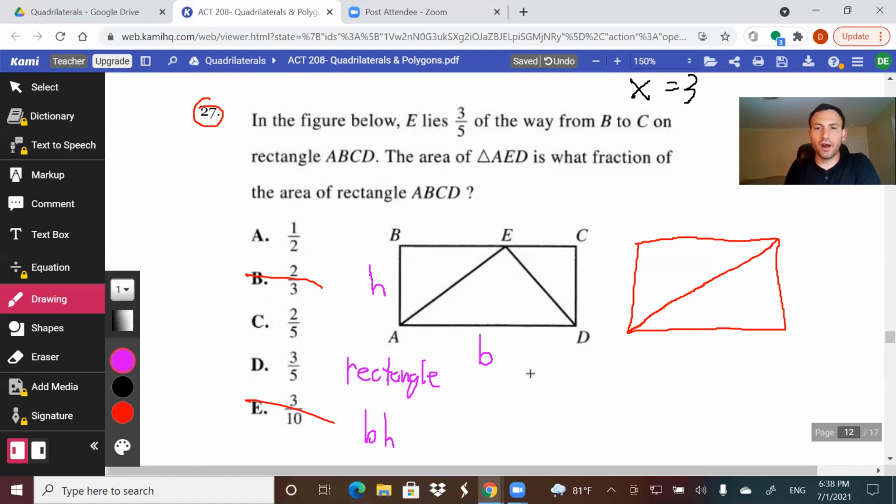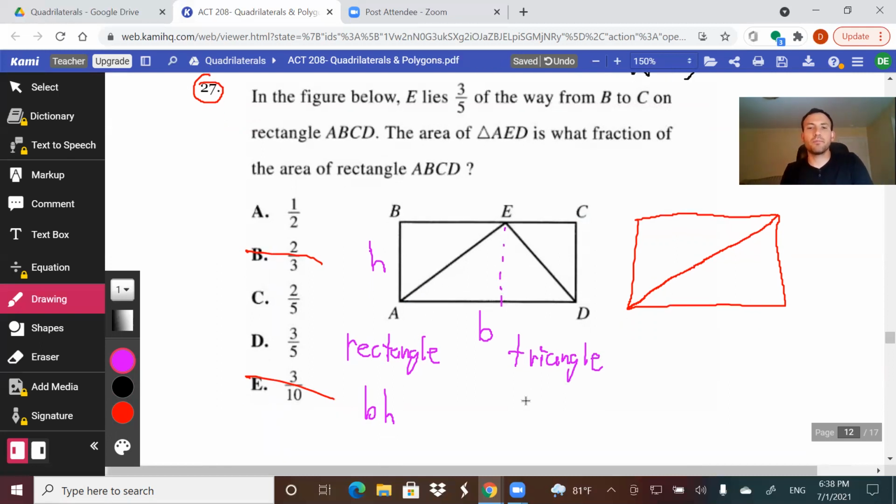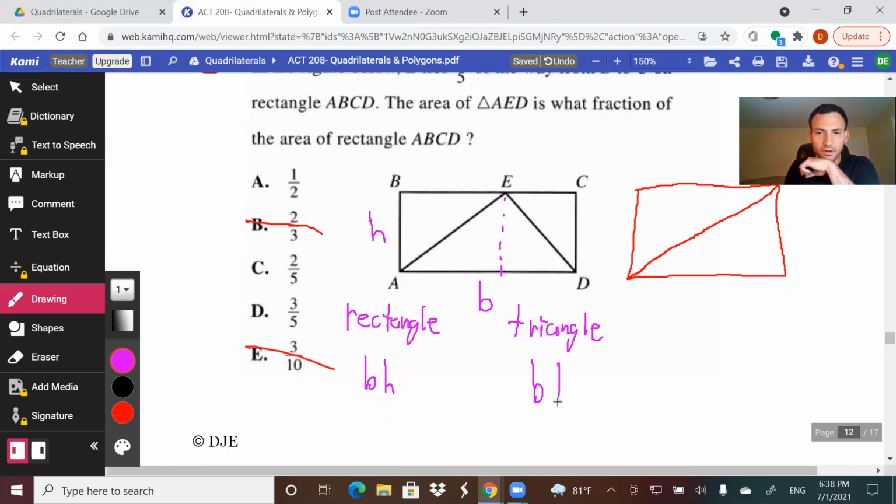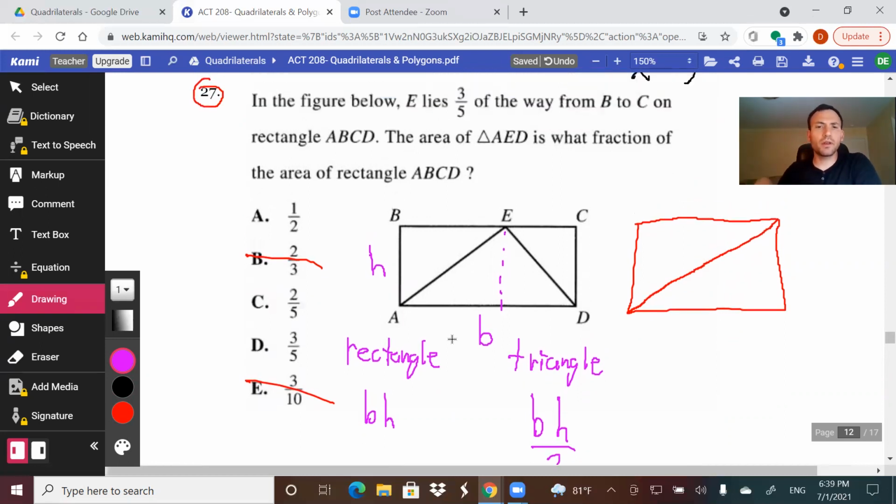Well, the area of this triangle is going to be base times height times 1/2. And look, the height is the same height as the rectangle. The base is the same base as the rectangle. So you literally know that the area of the triangle is going to be half of the rectangle. You may not see that though, so you can always use your eyes and take a guess.